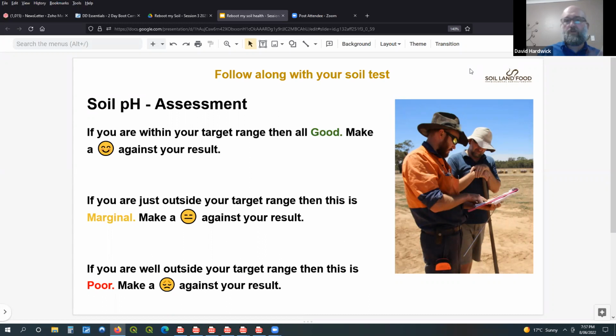Obviously, if you're well within your target, then that's good. You've got to think about how you can maintain that soil equilibrium and not drive it to be too acid. If you're outside your target range, then that's marginal. Do I need to invest in fixing the problem, or is it really a problem? Let me check field conditions.